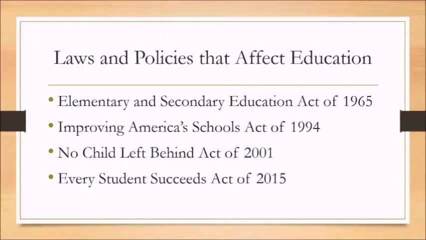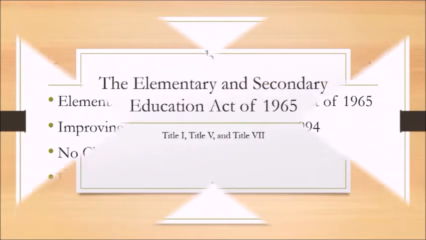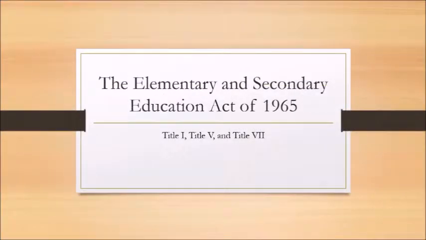Today we look at 4 of the main laws that have affected education in the United States over the years. They are the Elementary and Secondary Education Act of 1965, the Improving America's Schools Act of 1994, the No Child Left Behind Act of 2001, and the Every Student Succeeds Act of 2015. Let's start with the Elementary and Secondary Education Act of 1965.